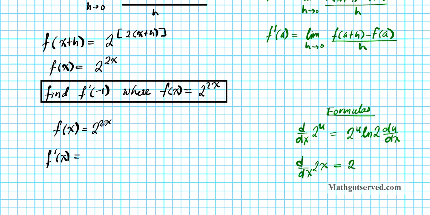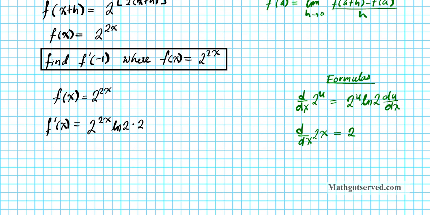So u in this case is 2x, so it's going to be 2 raised to the 2x times ln 2, times du/dx, which is the derivative of 2x, and we already found out what that is, which is 2. So times 2. Okay? Alright, so we're asked to find the derivative at -1. So we're going to find f prime of -1. f prime of -1 is equal to 2 raised to the 2 times -1 times the natural logarithm of 2 times 2.